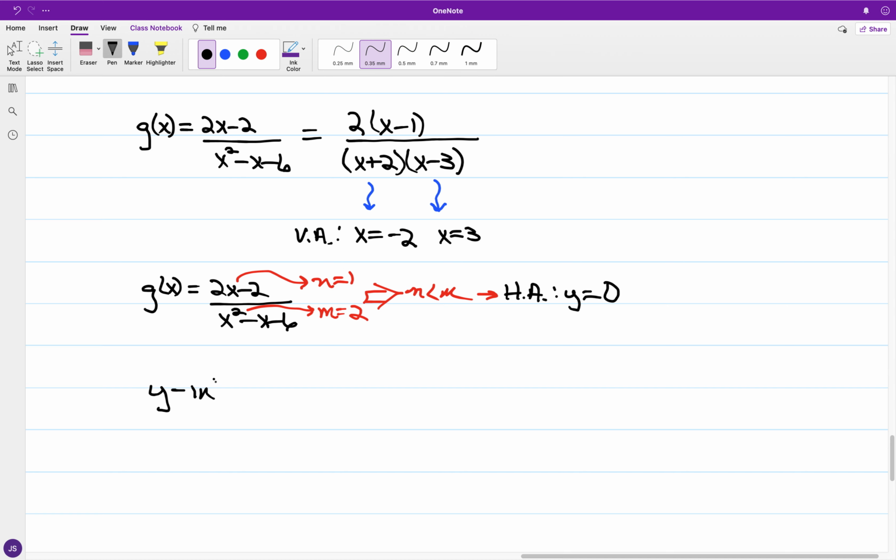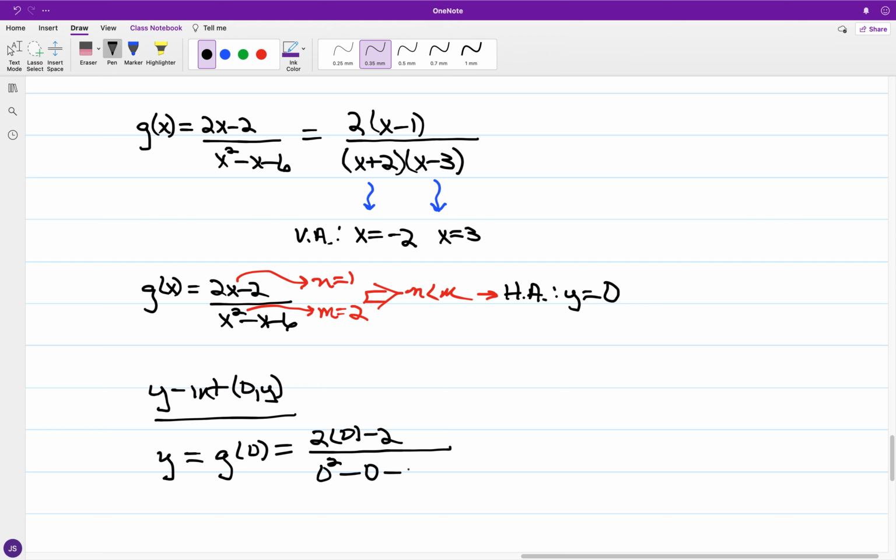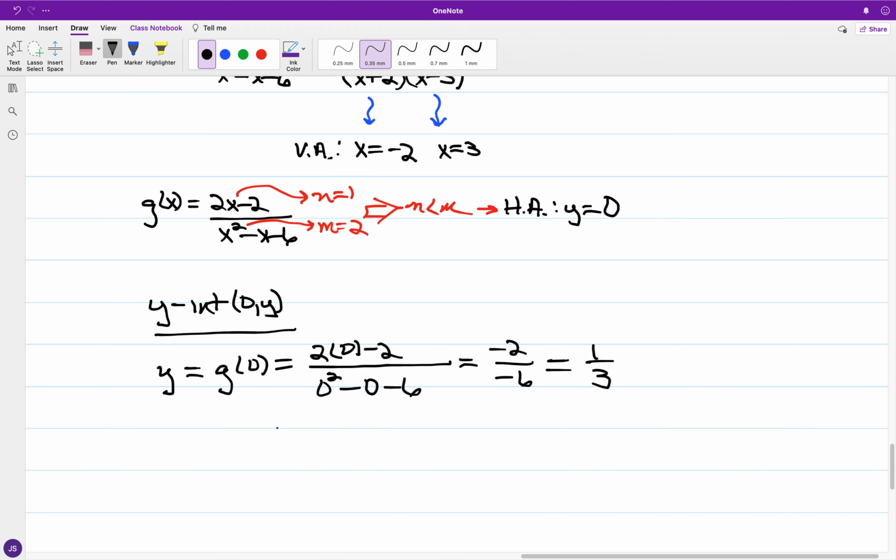So the tiebreaker again is going to come down to the sign value of the y-intercept. So we have for the y-intercept, g of 0. So we have 2 times 0 minus 2, all over 0 squared minus 0 minus 6, and we have -2 over -6, and so that will come down to positive 1/3. So for the y-intercept, you have a positive value in y.